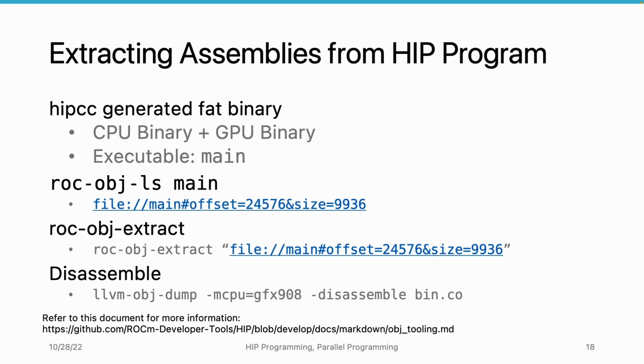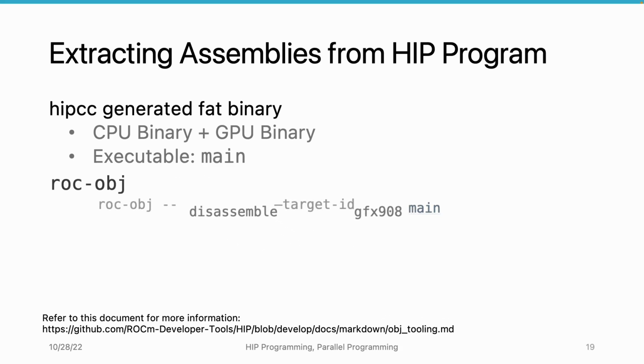Note that you cannot use the official LLVM to perform this task. You have to use the LLVM that is provided in the ROCm project. ROCm provides a convenient way that we can simply use rocm-obj-disassemble with target ID gfx908 on the main program to dump all the kernels in that main program.